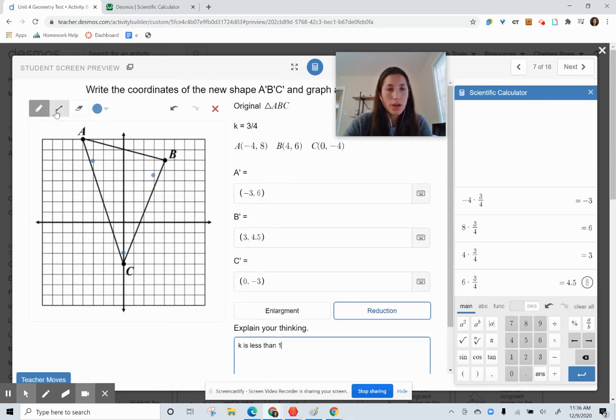So when creating the graph of that, you just want to make sure that the images, the shapes, look similar to each other. So that's what makes them similar, the same shape.